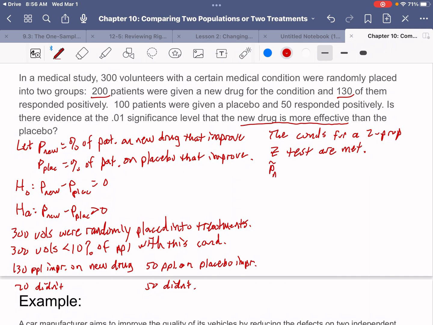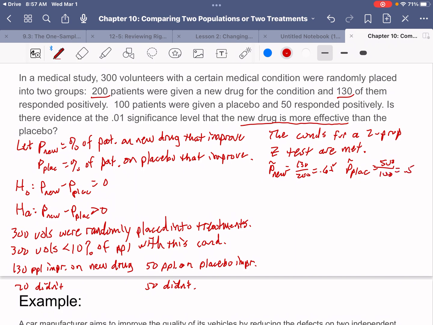P hat new drug is 130 over 200, which if I grab my calculator, what is 130 divided by 200? It is 0.65. 65% of the people on the new drug experienced improvement. P hat placebo is 50 over 100. So we know that that's 50%.